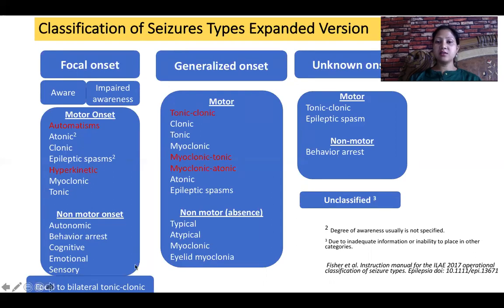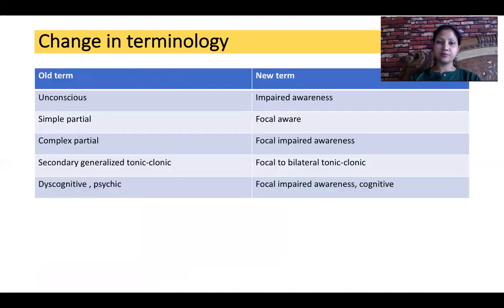In generalized, the non-motor onset seizures are mainly the absence seizures, typical and atypical. These are the other two categories, the myoclonic and eyelid myoclonia, which are seen especially in epilepsy syndromes. And these are also new terms which are included in non-motor onset of generalized seizure. And here also in unknown onset seizure, even if the seizure onset is unknown, but the rest of the seizure has been witnessed, we can still classify as motor or non-motor under the unknown category.